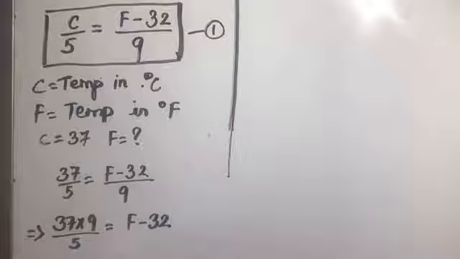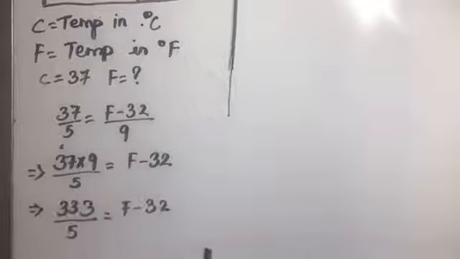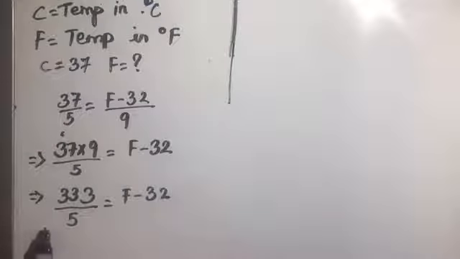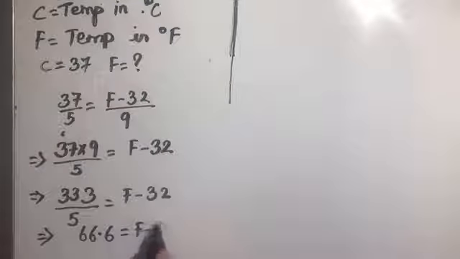So 37 times 9: 7 nines are 63, 6 carry over, 3 nines are 27, and 6 is 33. So 333 over 5 is equal to F minus 32. So this gives us 66.6 is equal to F minus 32.